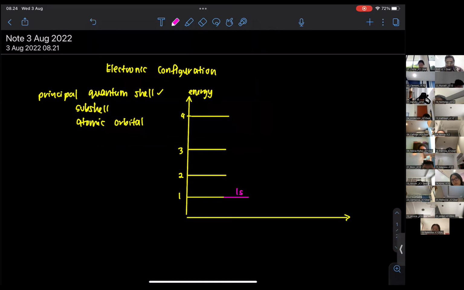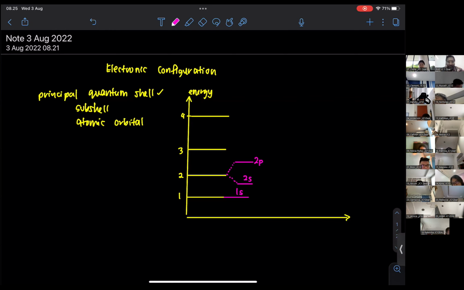For principal quantum shell number 2, there are going to be 2 subshells. When you fill up the electrons, you fill up one of the subshells first. They are going to break into 2 subshells. One is going to be at an energy level like this, which is 2s, and the energy level for 2p is going to be higher. What does it mean? You fill up 2s first, then you fill up 2p. This is why the energy level is there. But now 1s, 2s, 2p.